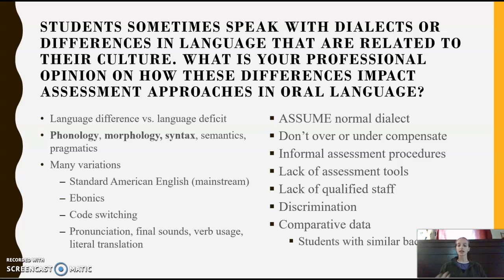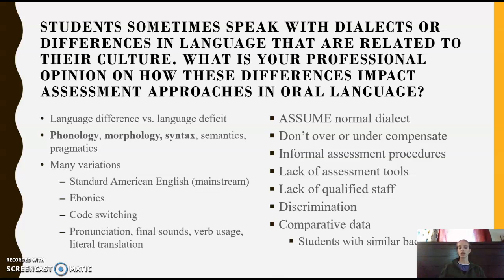So we take the things that make up language, like phonology, morphology, syntax, semantics, and pragmatics, and we realize that there's many variations of the English speaking language. There's the standard American English, or the mainstream. There's Ebonics. There's code switching, which is switching between two or more languages. So if someone speaks Spanish and English, when they can interpret and they can go back and forth between the languages and speak to different people using their language, that's called code switching.